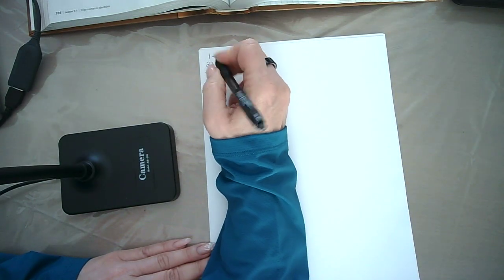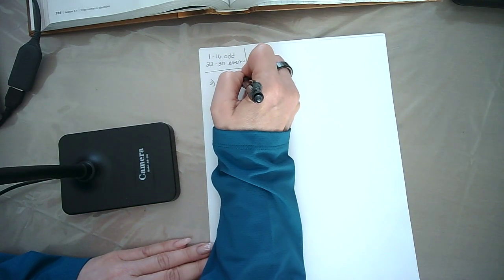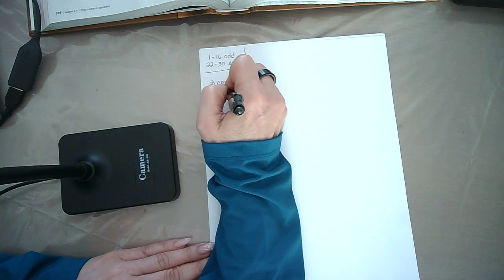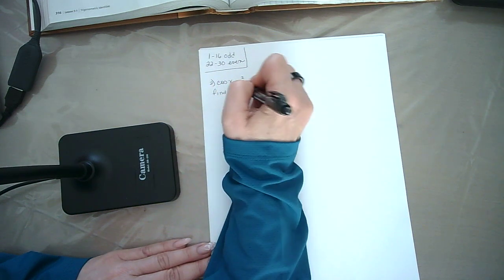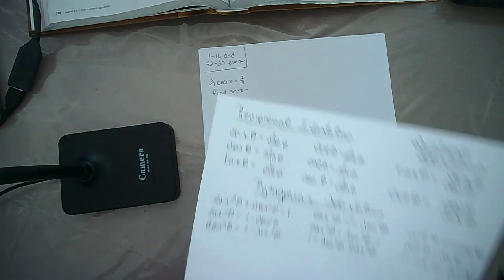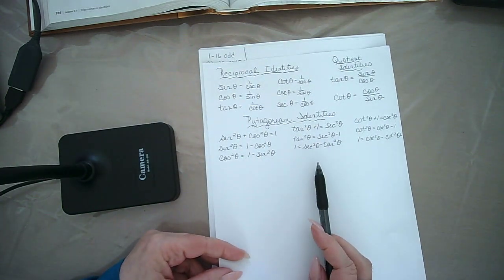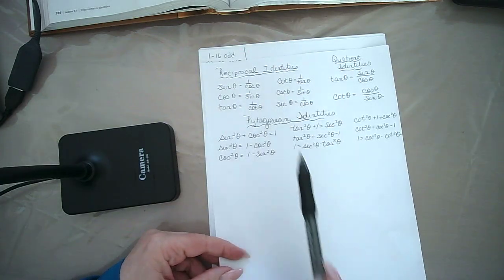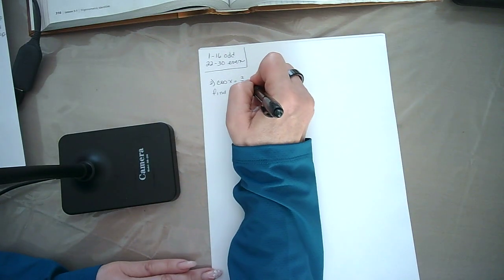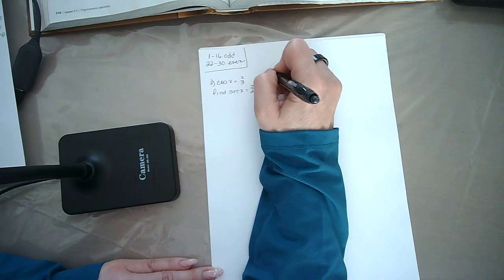Number 2 says if cosine of x equals 2 over 3, find secant of x. Something like this I expect you guys to know at this point. I have a copy of all the identities, and you should keep that paper with you as you're doing this. By the reciprocal identity, if we know cosine, automatically we know secant. It's 3 over 2. So something like that should be easy for you.